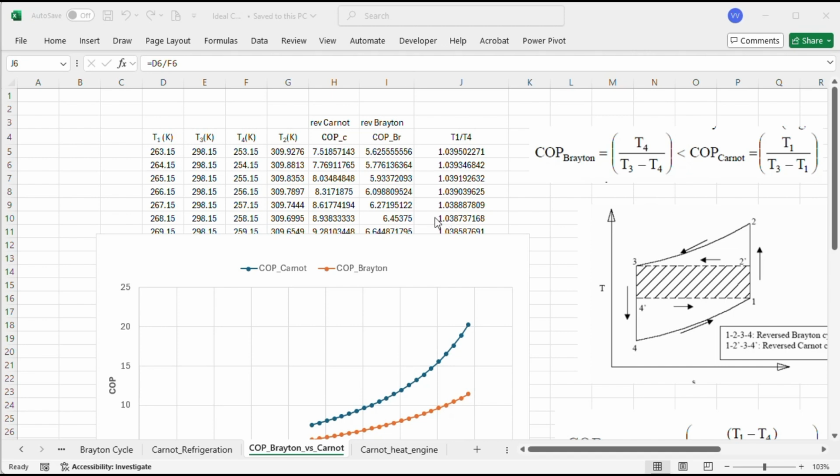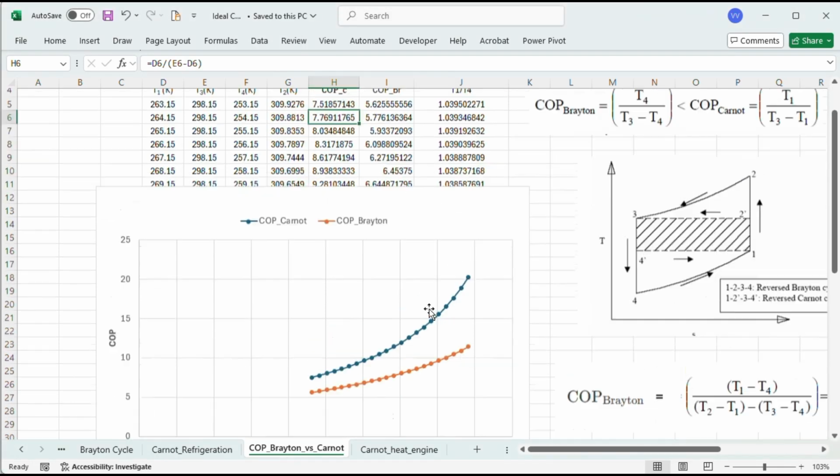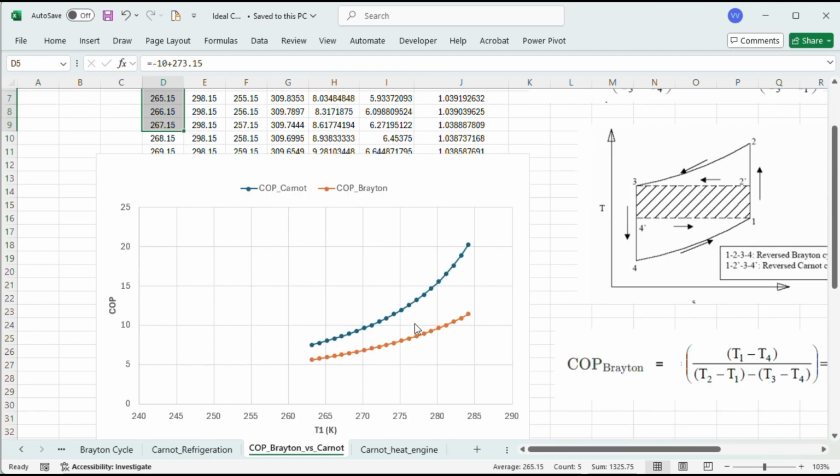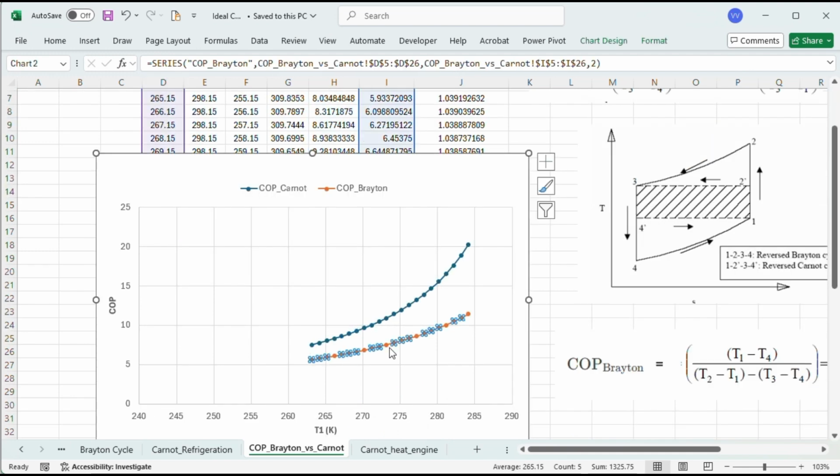So open up the ideal cycles Excel file. Go to the COP Brayton versus Carnot. Over here, I've selected several different T1, T2, T3, T4, and given you a comparison of the efficiency in terms of COP for both Carnot cycle and Brayton.